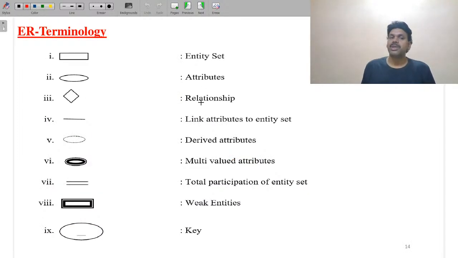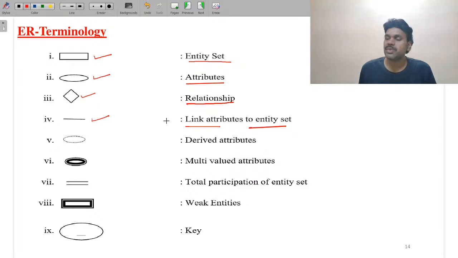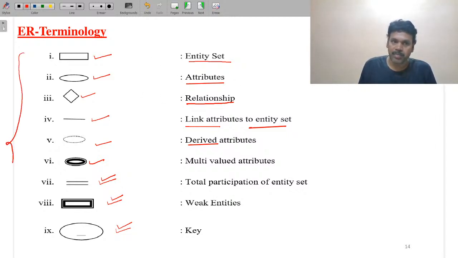So this is the terminology of ER. Entity is represented like this. Attributes are represented like this. Relationship is a diamond, and link attributes you can use. This is used for relationship, this is a derived attribute, and this is the representation of a multi-valued attribute. This is the representation of total participation. This is the representation of weak entities, and this is the representation of key. And many other terminologies are there. We use all these things while constructing an ER model.